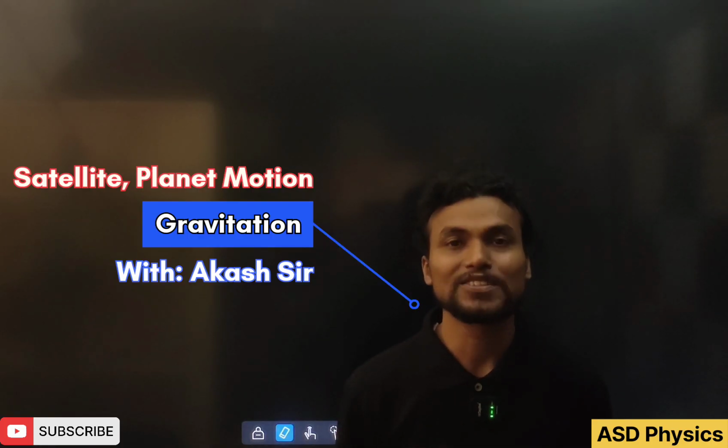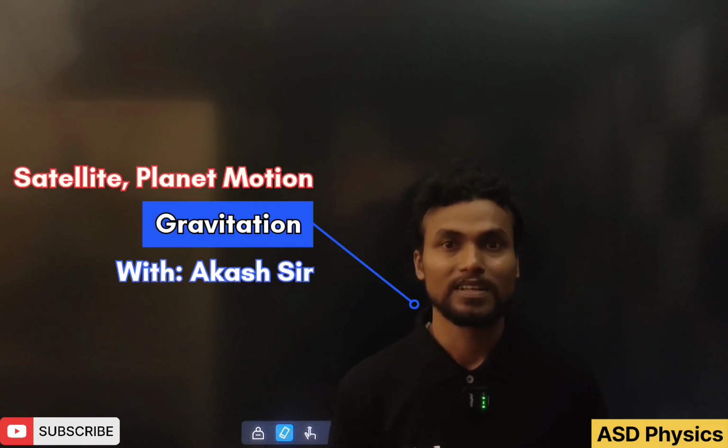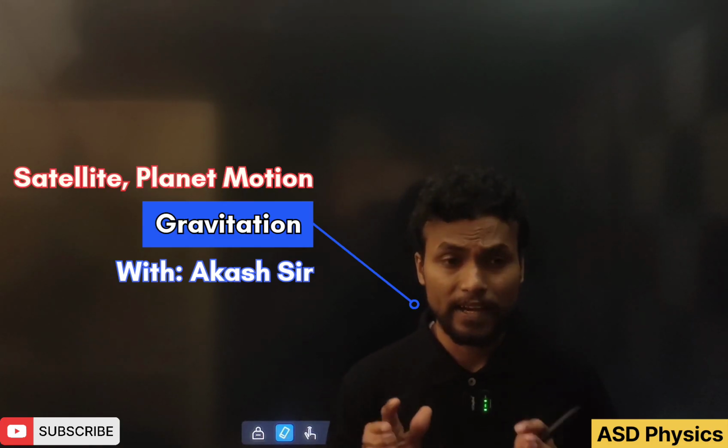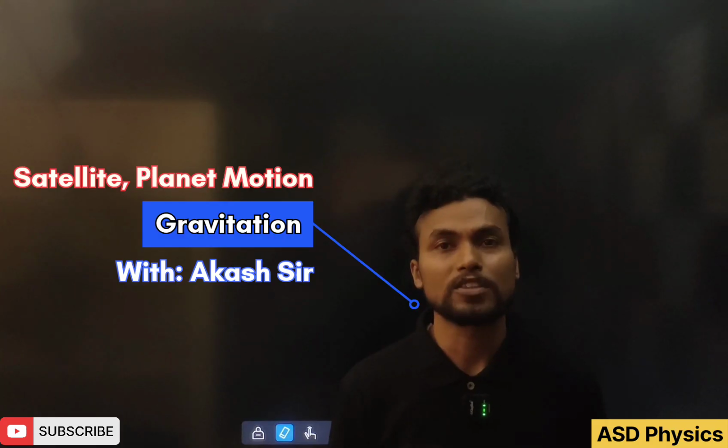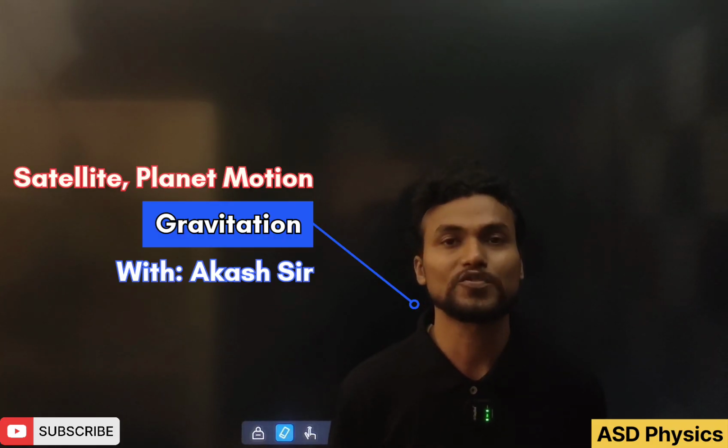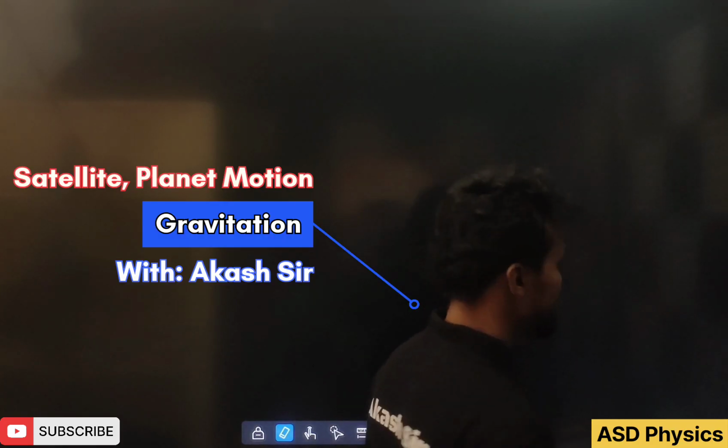So students, in this video we are going to solve the questions of a satellite revolving around a planet, as you know very well, and a planet revolving around the sun, especially Kepler's laws of motion based questions. Okay students, so let's start the video and let's learn the very basic questions.